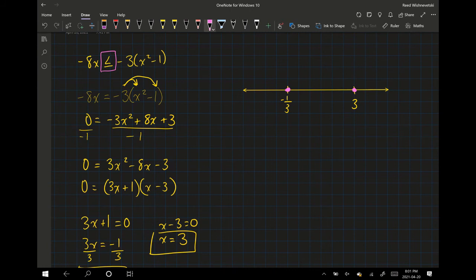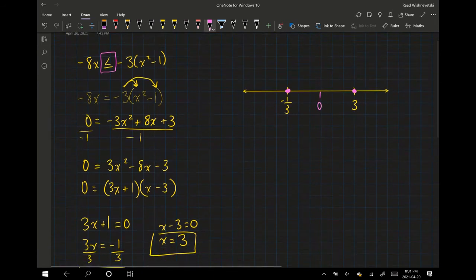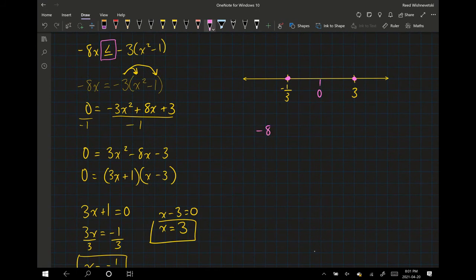So we're going to go ahead and pick a test point to try out here. We're going to do x equals 0 because it's easy. And we're going to solve that below the line here. So we're going to substitute 0 in for x. So you're going to have negative 8 times 0 is less than or equal to negative 3 times 0 squared minus 1. So this is going to give us 0 is less than or equal to negative 3 times, now 0 squared is 0, we know that, and we're going to be left with just a negative 1. So 0 is less than or equal to positive 3. Now this checks out, this inequality is true, 0 is less than or equal to 3.